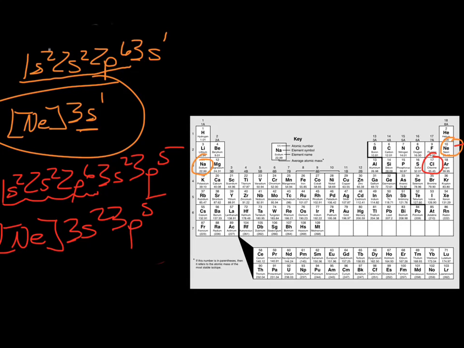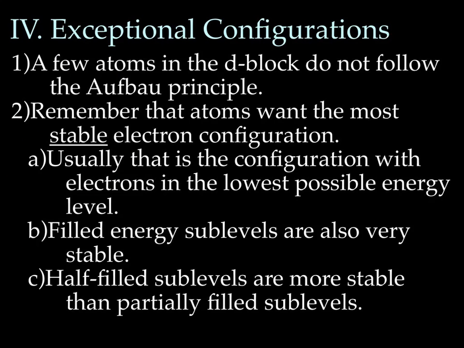All right, one more topic to go. We're going to talk about something called exceptional configurations. So a few of the atoms in the d block do not follow the Aufbau principle. Remember, Aufbau said that electrons fill the lowest energy levels first till they're full and then move up and up. Remember that atoms want the most stable configuration. That's the whole point. And normally, in most cases, the most stable configuration is when the electrons are in the lowest possible energy level.